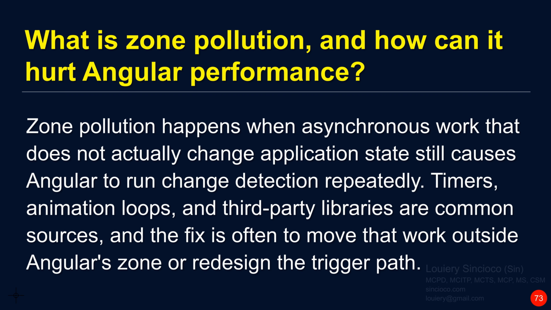What is zone pollution, and how can it hurt Angular performance? Zone pollution happens when asynchronous work that does not actually change application state still causes Angular to run change detection repeatedly. Timers, animation loops, and third-party libraries are common sources, and the fix is often to move that work outside Angular's zone or redesign the trigger path.